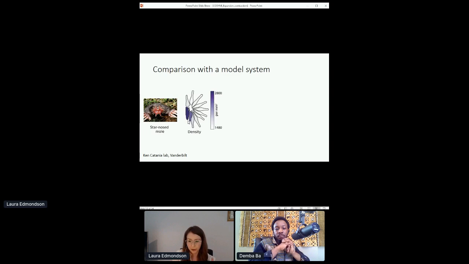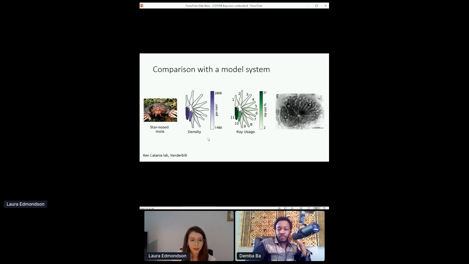And in order to feel for its prey when it's underground, it has two sets of 11 tactile rays, they're called. And the densities of the receptors in these rays vary depending on which ray we're looking at. And also how it uses the rays changes. So as it's feeling for the food, it tends to funnel the food from the outer rays towards ray 11, which is next to the mouth. So the Catania lab has also extensively documented the cortical allocations here, and we can see that actually ray 11 has a much larger allocation in cortex than the other rays do.